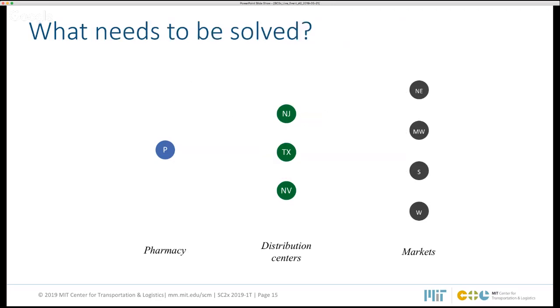Okay, so the next piece is what needs to be solved. What are we trying to optimize? It's typical in this kind of problem that we are trying to optimize one thing. So we will say that our objective function is to minimize total cost, and usually total cost is composed of two legs. One leg is the flow. For this particular problem, we are trying to decide how much we will send from the pharmacy to the different distribution centers. So we are trying to decide basically the inbound flow.